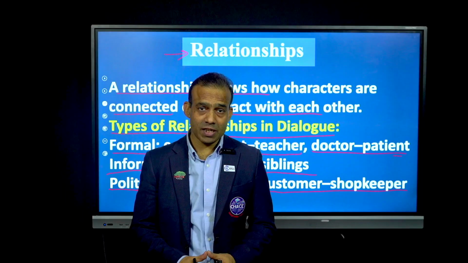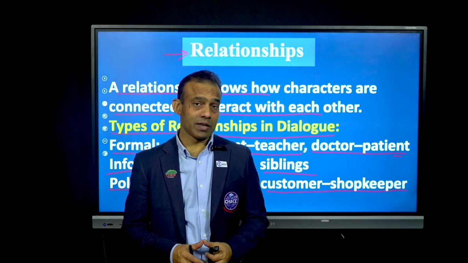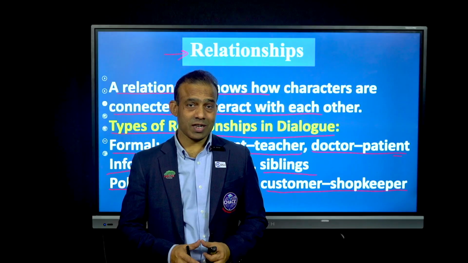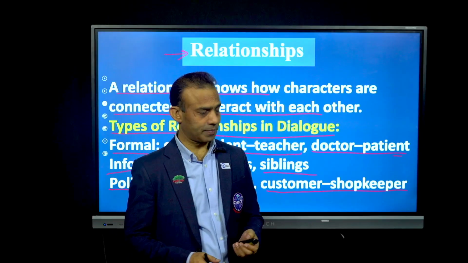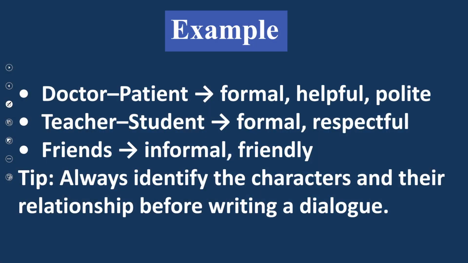So you have seen the examples as well, and I think you have learned the importance of relationship during dialogue writing. Now move to the next point. Now look at this example. Doctor and patient, formal, helpful, polite. Teacher and student, formal and respectful. Friends, informal and friendly tone.